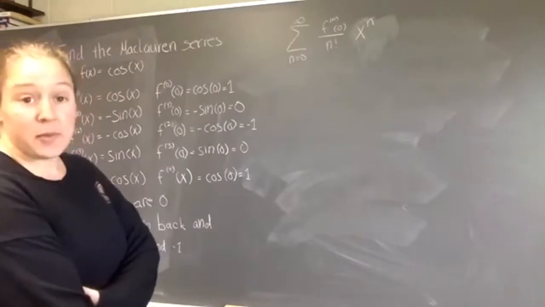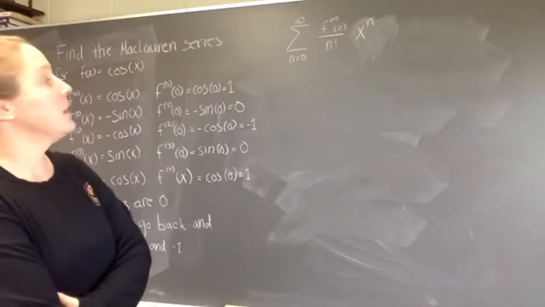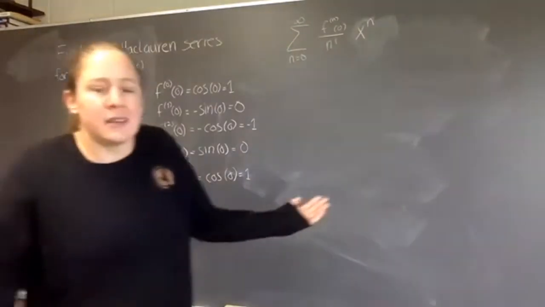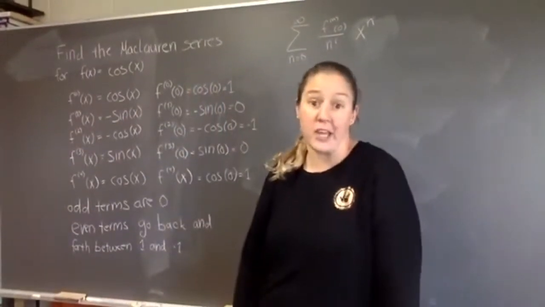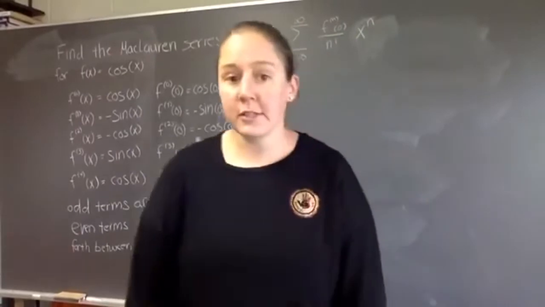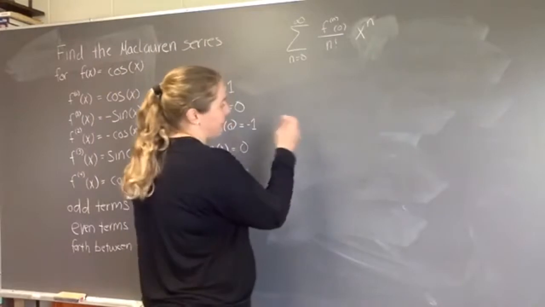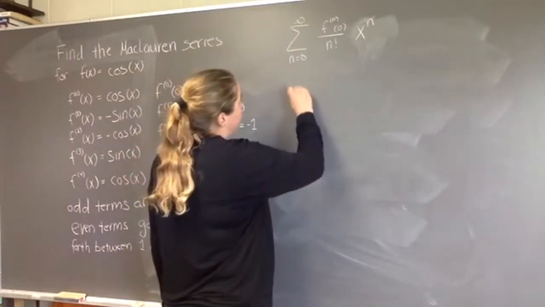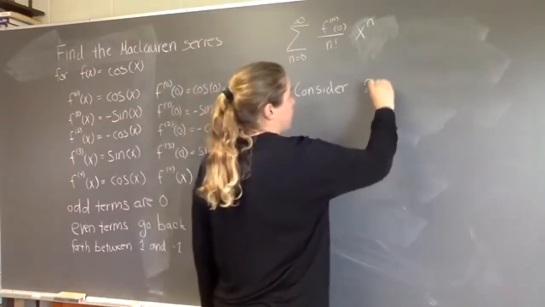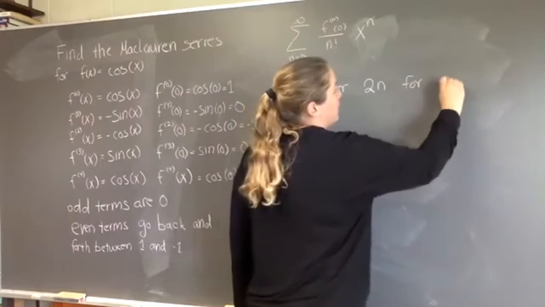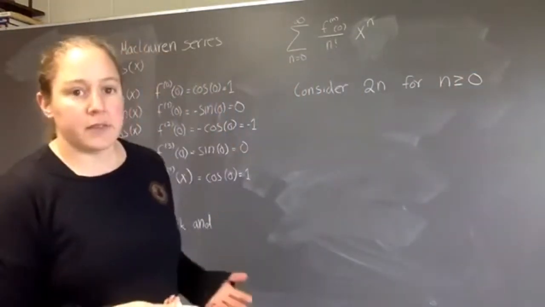So we have this problem where we have two different patterns, one corresponding to the odd terms, one corresponding to the even terms. So what we want to do is we can ignore the odd terms. They're all just a coefficient of 0, so 0 times x to the n is still just 0. And we're just going to look at the even terms. So if we looked at 2n instead of just n, we know that 2n gives us all of the even numbers.